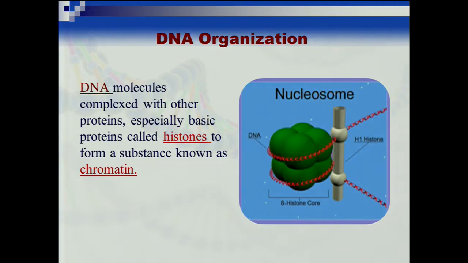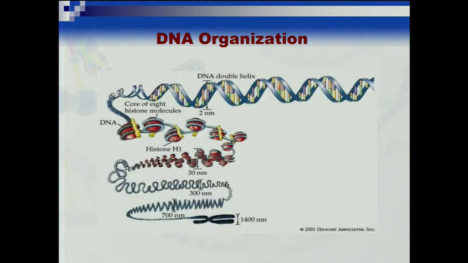Okay, so this is what we call the histone. Histones are the small places where the DNA comes in, wraps around, and goes out over here. So this is the DNA organization. This is what I wanted to show.